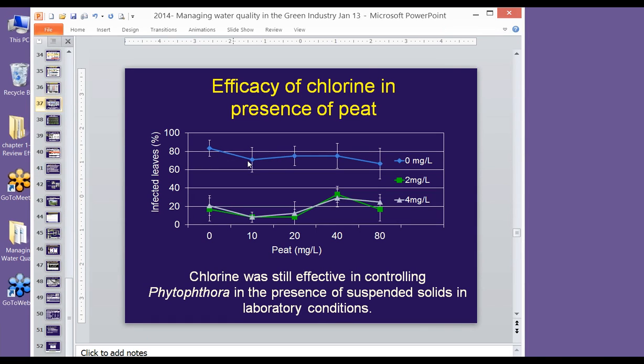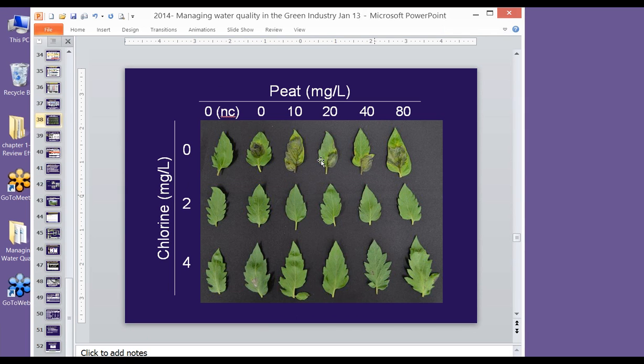So what we learned here is that if there's no chlorine, and this is this blue bar here, we have a high incidence of infection. As long as there's chlorine, even when we have peat, the incidence of infection reduced dramatically. So chlorine was still effective in controlling Phytophthora, even in the presence of suspended solids in laboratory conditions.